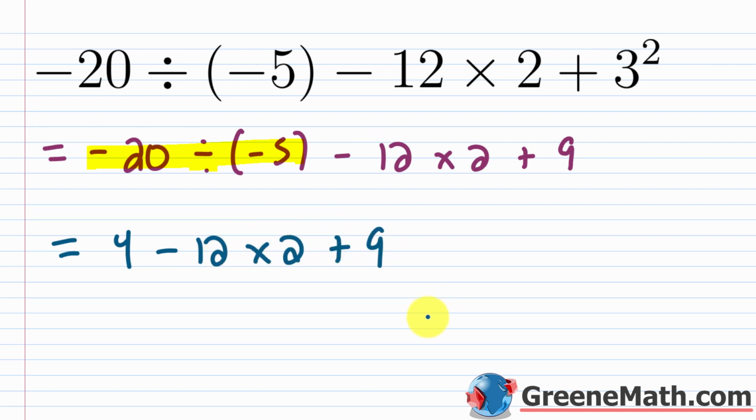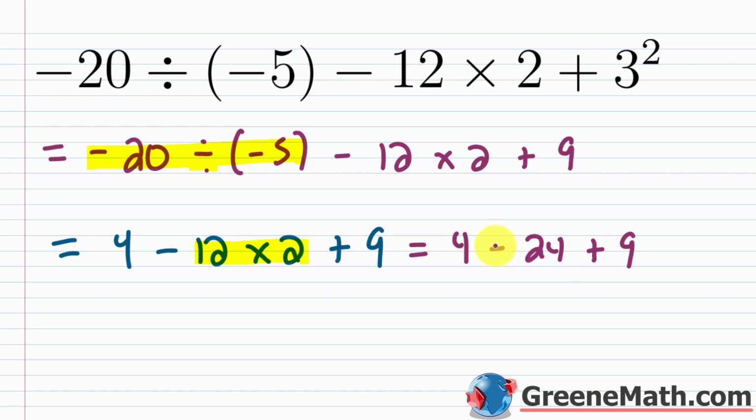Now, the next step, because we're still on the multiplication or division level, would be to multiply 12 times 2. Now, if you want, you can convert this over. You could say this is plus negative and do it that way, or you can keep it like this. It's going to give you the same answer in the end. It's really up to you. So I'm just going to keep it like this. So I'm going to say this equals 12 times 2 is 24. So we would have 4 minus 24 and then plus 9.